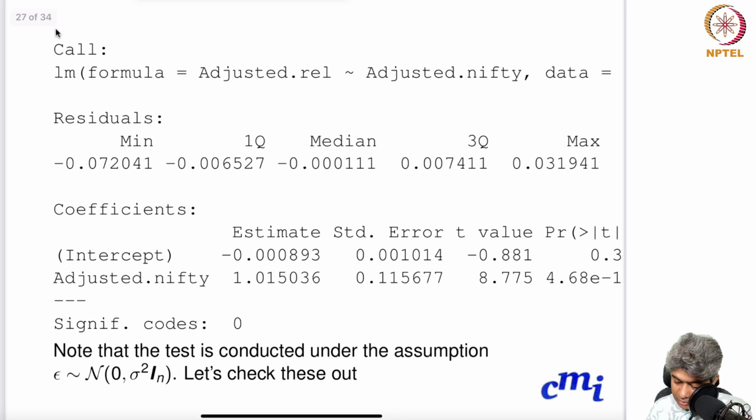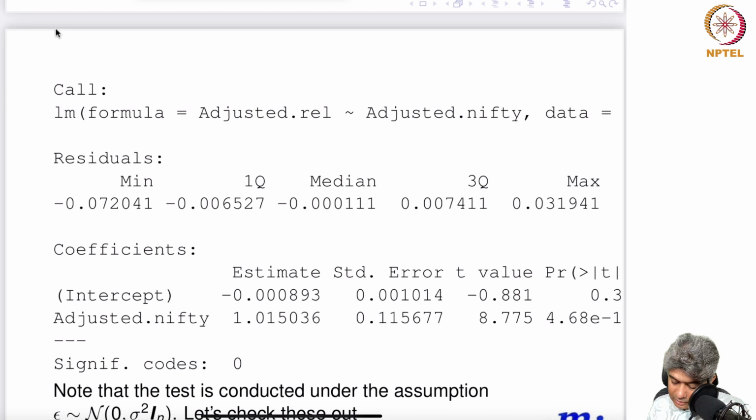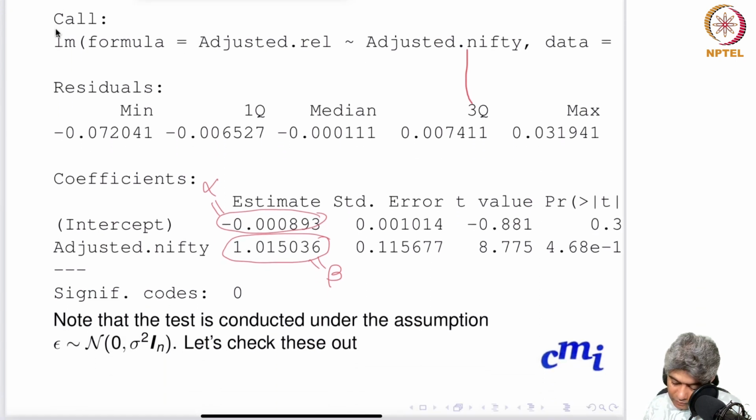Then we calculated the log return, fit the model, and this is the alpha, and this is the beta. What we found is that the alpha p-value is 0.3 and the t-value is negative 0.881. We have assumed that epsilon follows normal 0, sigma square.